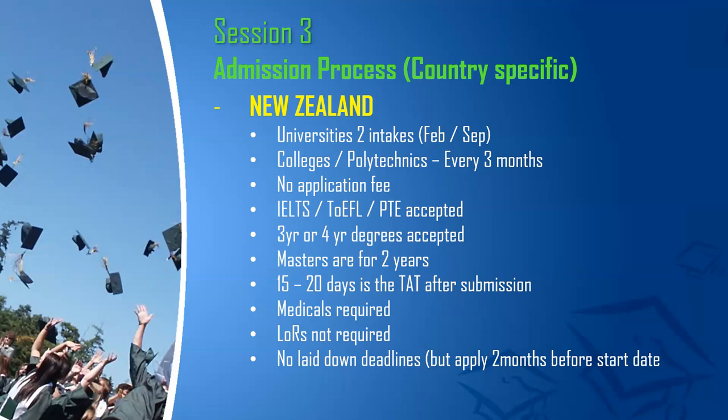They are happy with 3-year and 4-year degrees. They have no problem. Again, I've written masters for 2 years, but here there is no restriction like that. Even if you do a 1-year masters, you get a post-study work permit. 15 to 20 days is the turnaround time.